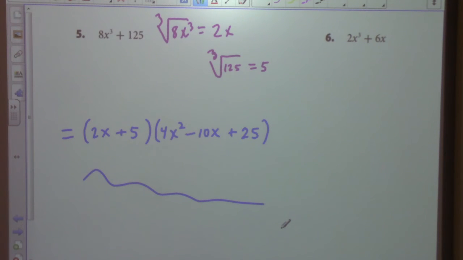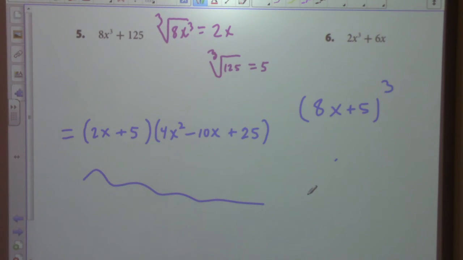So, Mr. G, why can't you just put in parentheses 8x plus 5 and then outside of the parentheses cube it? Yes. Go ahead and restate it. So 8x plus 5, put parentheses around it, and put it to the power of 3. Why can't you do that?